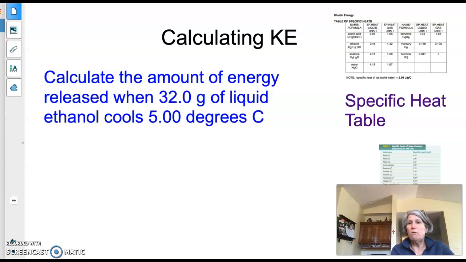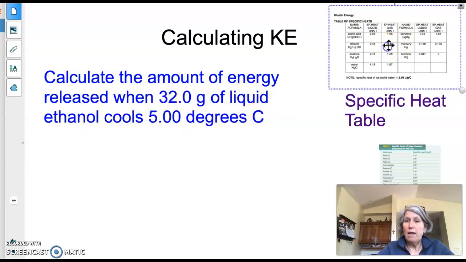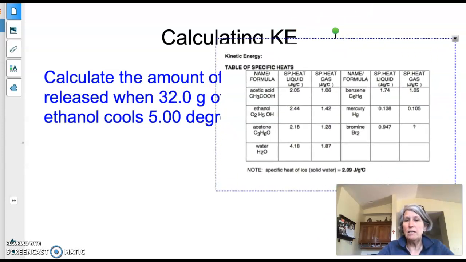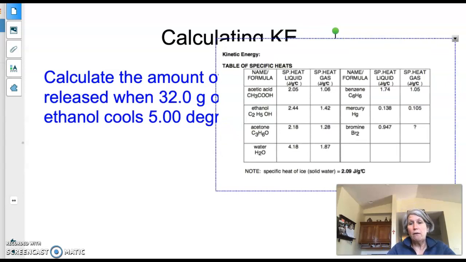So what would be the amount of energy in joules released when you have 32 grams of liquid ethanol and that cools 5 degrees C? So there's a couple things going on here. The first thing that I want you to notice is that you should turn to page 2 of your packet of information that you downloaded in this lesson. This is the thermodynamics data.